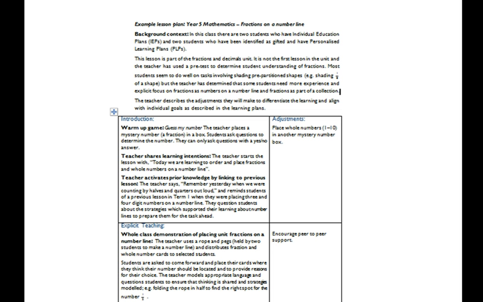Here's a completed lesson plan. This is for Year 5, fractions on a number line. For more information about this, you may wish to look at the Good Teaching Planning for Learning booklet and look at the plan in more detail.